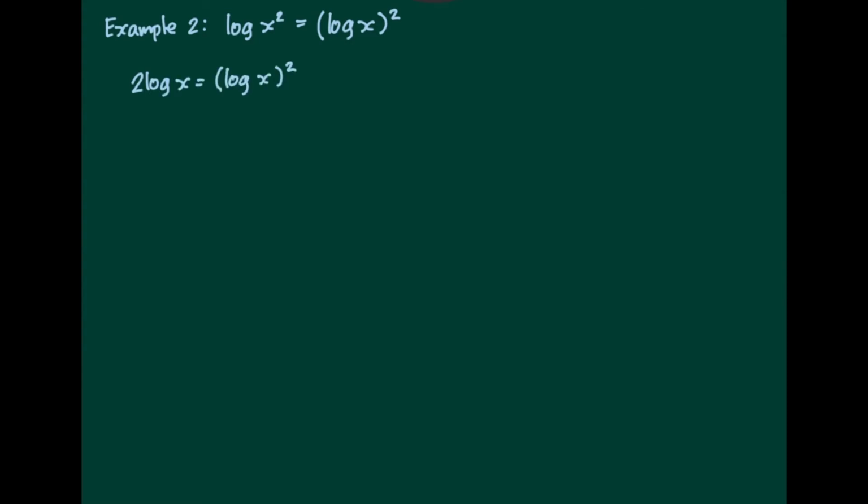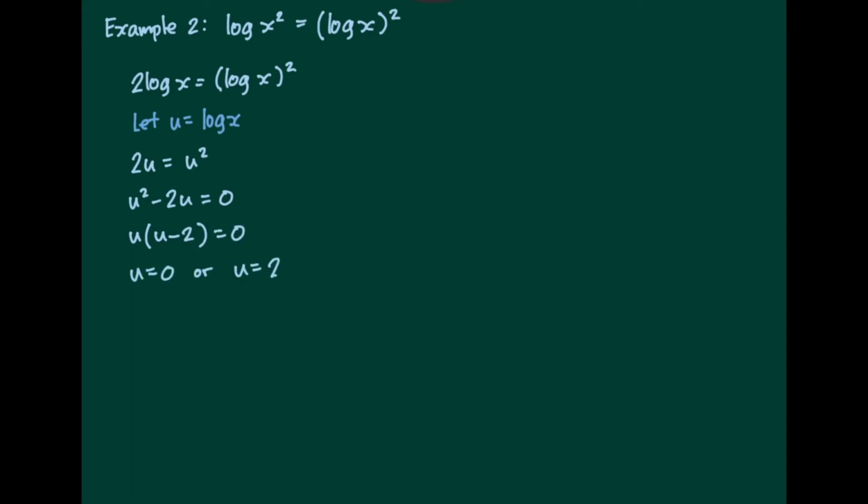Walang nagbago. Now, pagdating natin dito, medyo suggestive na siya, no? Mayroon tayong log of x, mayroon tayong log of x squared, na baka pwede natin siyang i-treat as a quadratic. So, let's use substitution by defining a second variable and letting u be equal to log of x, and rewriting our original equation as 2u is equal to u squared. Let's rewrite this as a quadratic. We'll have u squared minus 2u equals 0. Factor it into u times u minus 2 equals 0. And we'll have u equals 0 or u equals 2.